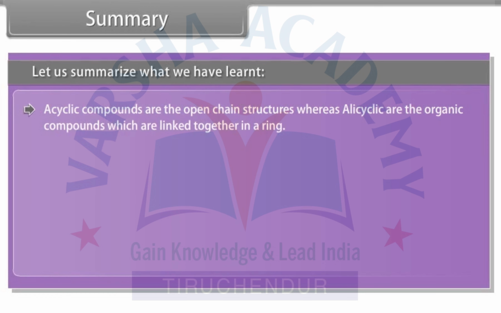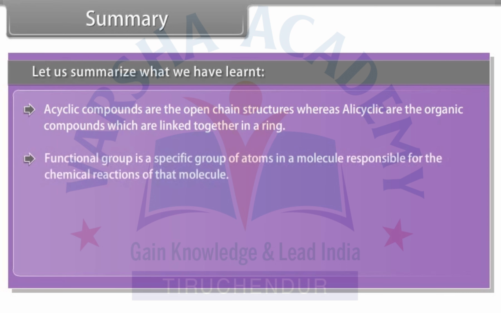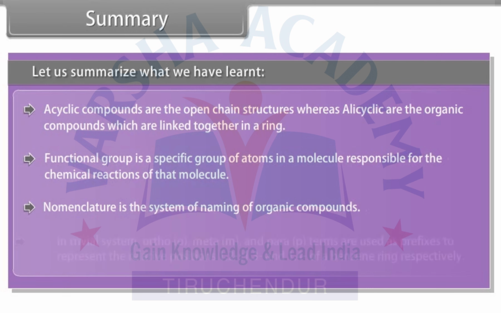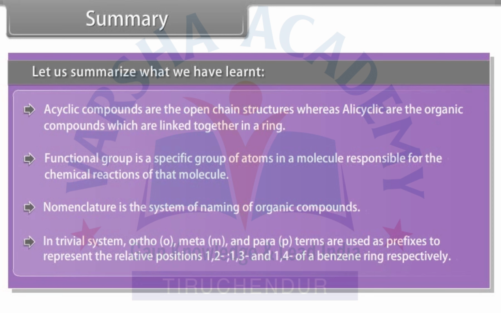Acyclic compounds are open chain structures, whereas alicyclic compounds are organic compounds in which the atoms are linked together in a ring. A functional group is a specific group of atoms in a molecule responsible for the chemical reactions of that molecule. Nomenclature is the system of naming of organic compounds. In the trivial system, ortho, meta and para terms are used as prefixes to represent the relative positions 1,2, 1,3 and 1,4 of a benzene ring respectively.